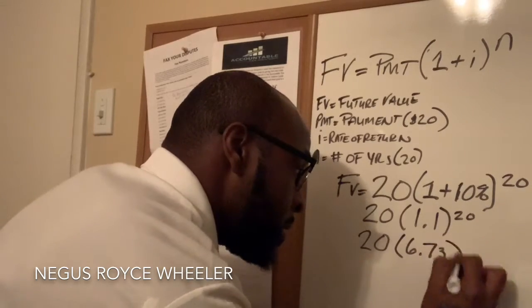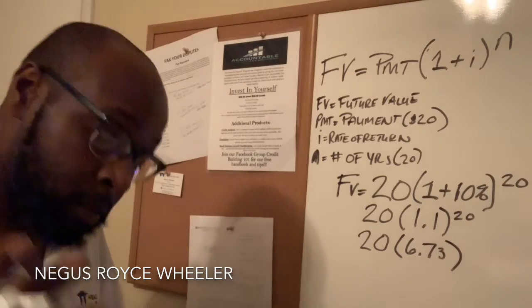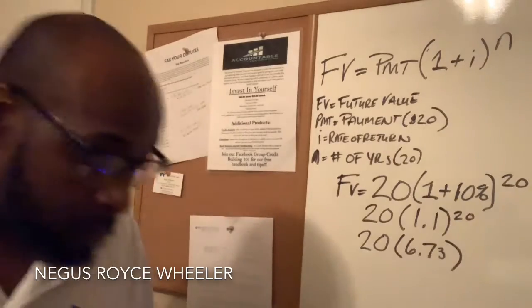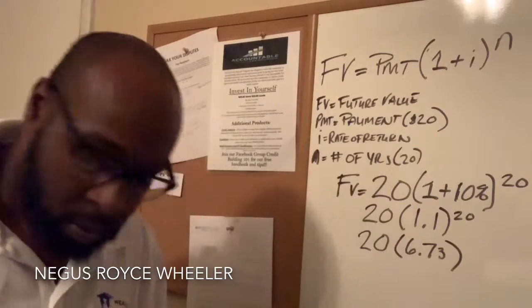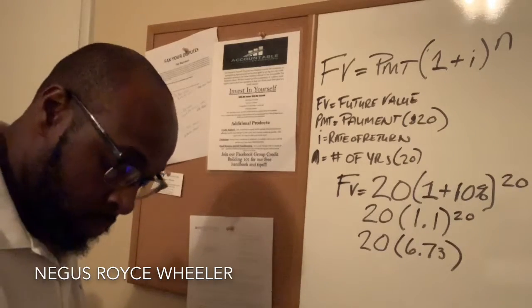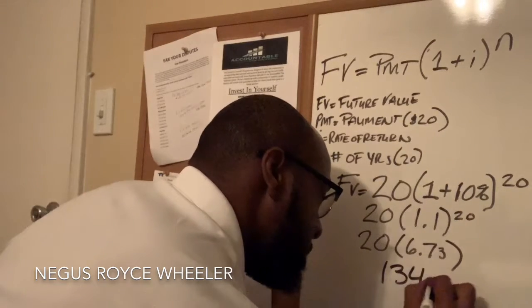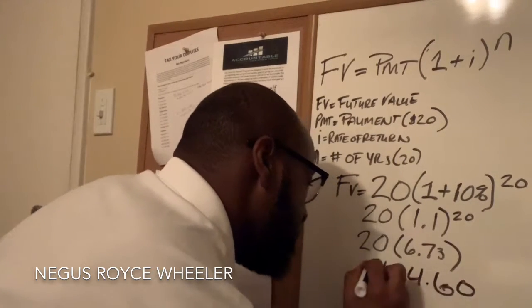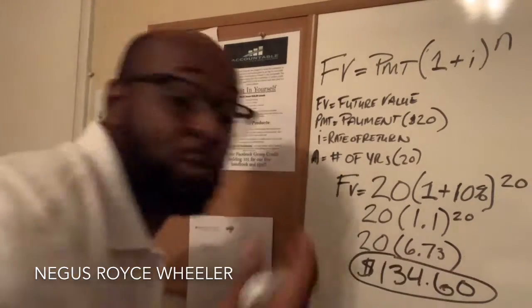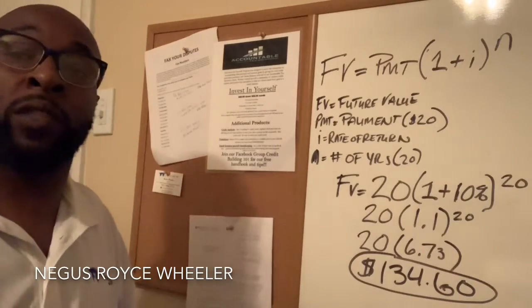So you have 6.73. That comes out to $134.60. $134.60 is what $20 will turn into with the rate of return.